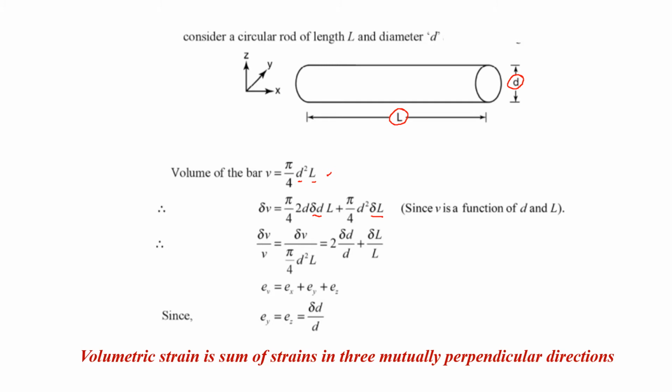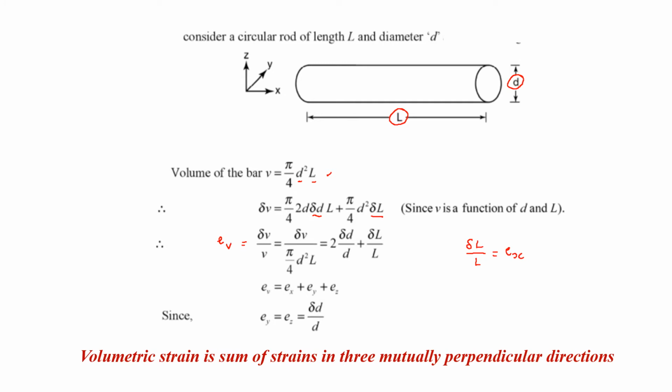Now the volumetric strain Ev, which is equal to delta V by V, that is dividing this by pi by 4 D squared L, will give 2 into delta D by D plus delta L by L. In this, delta L by L, the change in length divided by the original length, is equal to the longitudinal strain, represented by Ex.